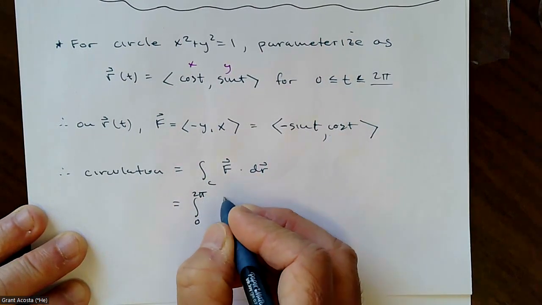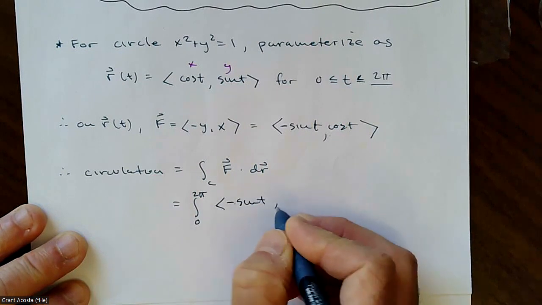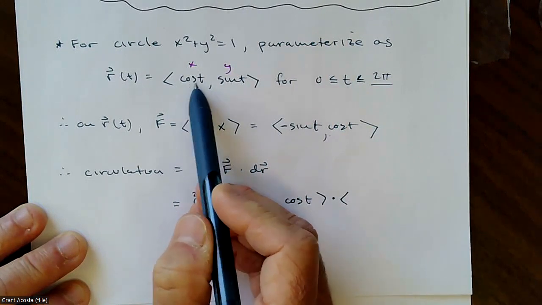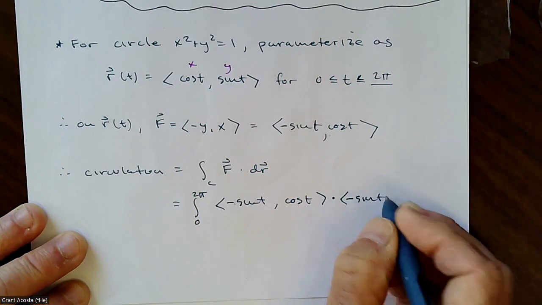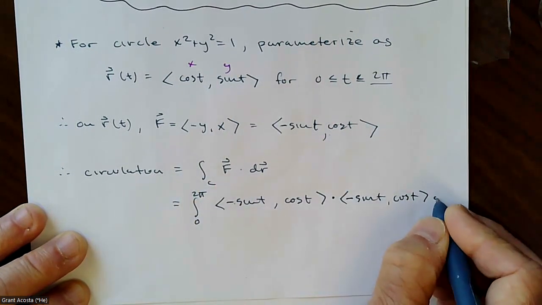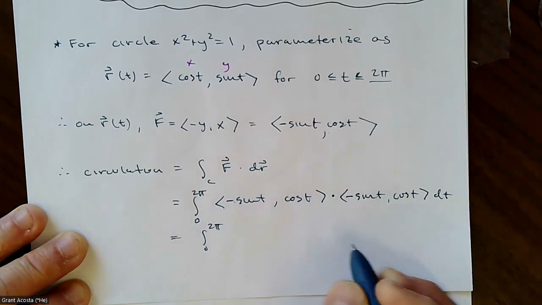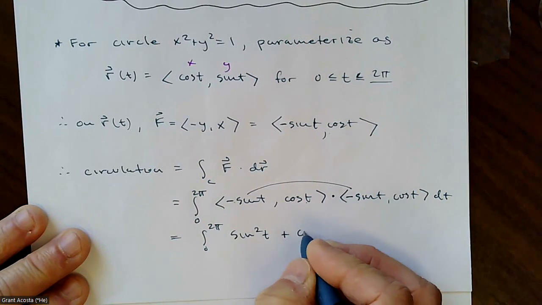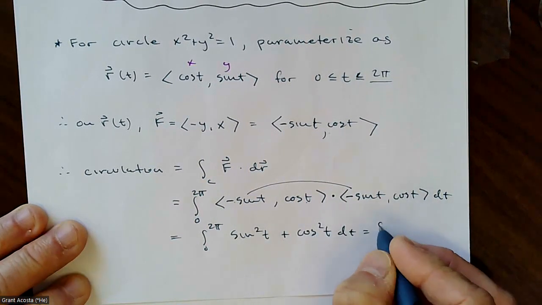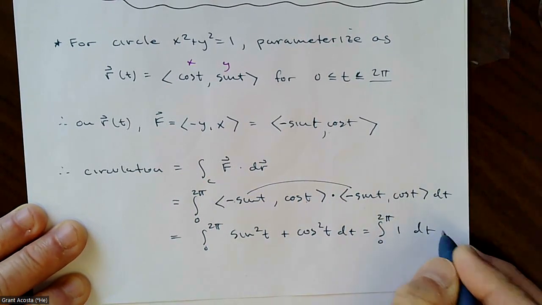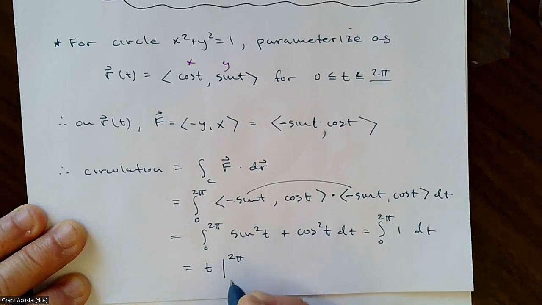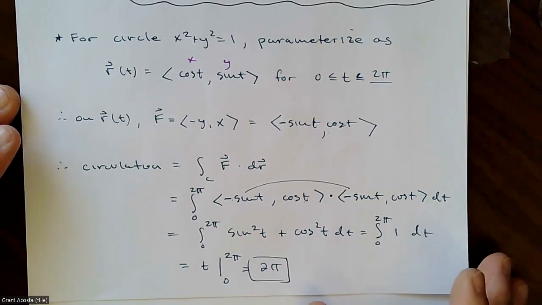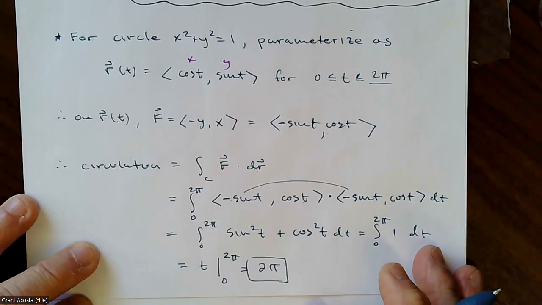So that's going to be the integral from 0 to 2 pi of my F, negative sine t, cosine t, dotted with dr. I haven't done that yet. So dr would be the derivative of each of those. That's going to be negative sine t for cosine, cosine t, dt. If I do the dot product, I get negative sine times negative sine is sine squared, plus cosine squared, which happens to be 1. The antiderivative of that is just t, from 0 to 2 pi, gives me an answer of 2 pi. So that would be a quantitative measure of the flow or the circulation around the circle with that field.